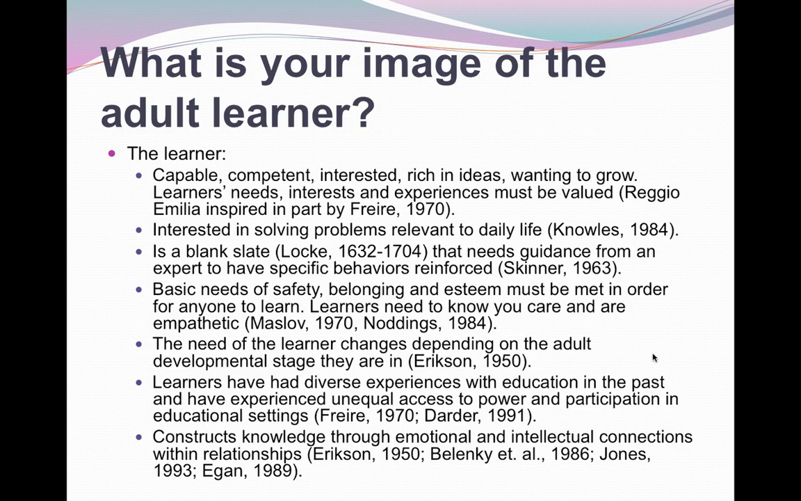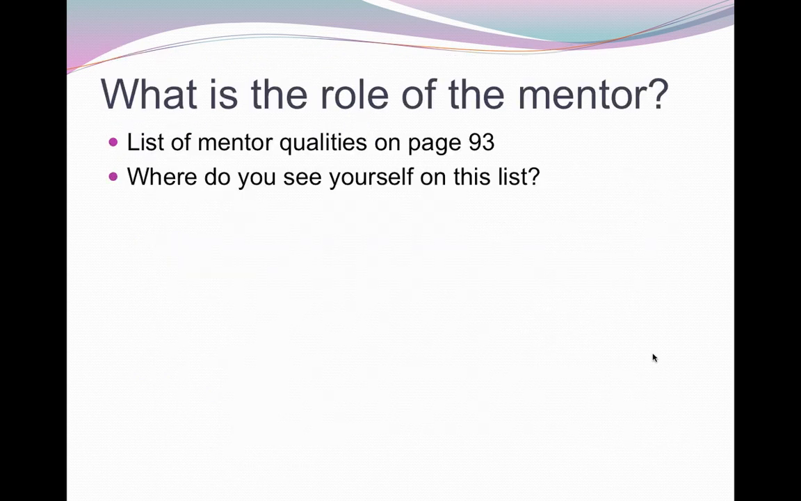So, how do you see the adult learner? And you might feel that the intellectual and emotional, the relationship side of it is really the most important. Others might be feeling a little bit more that rich ideas, wanting to grow, the learner's needs, interests, and experiences must be valued. So look at that list if you haven't already and see exactly where you kind of see yourself thinking of an adult as a learner, okay? And if you need to pause it, go ahead and pause it.